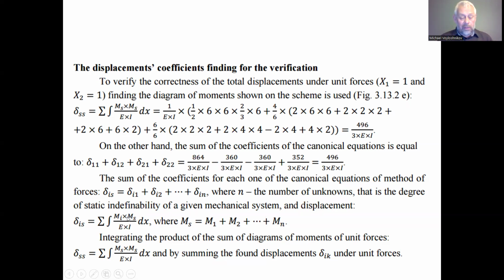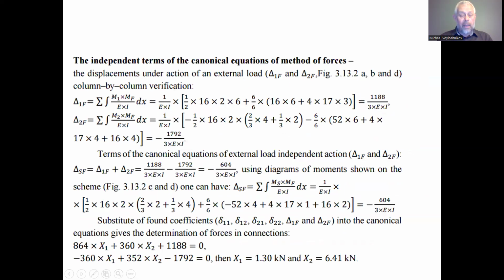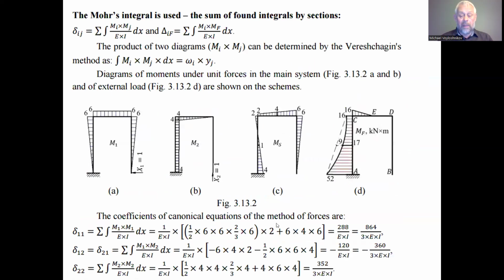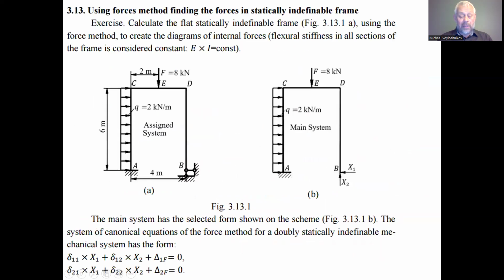Unit force total applied to other directions. So next we are finding the free summands of the canonical equations of the force method, delta uppercase 1F and delta uppercase 2F. These are the displacements in the cutoff links: in the first direction, and in the second direction, of the external load.